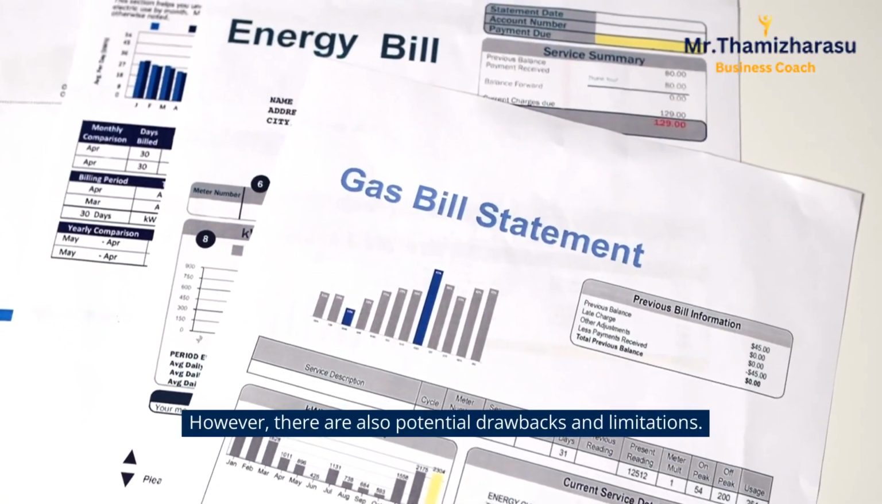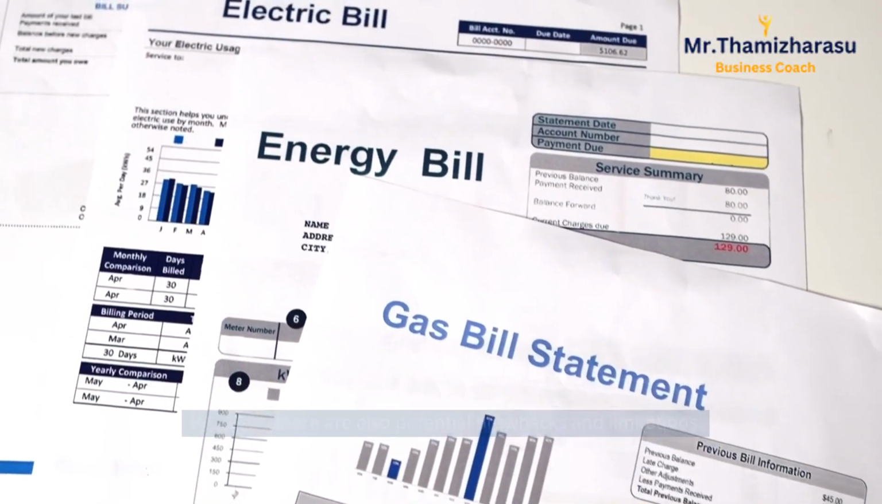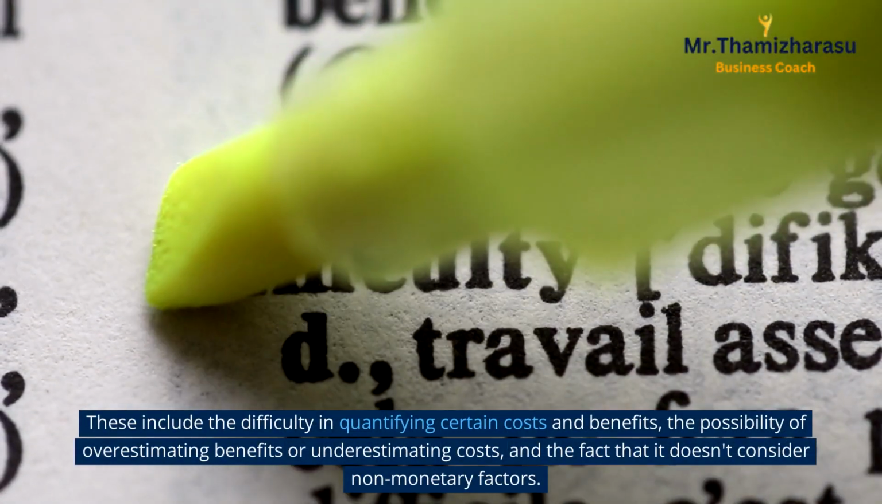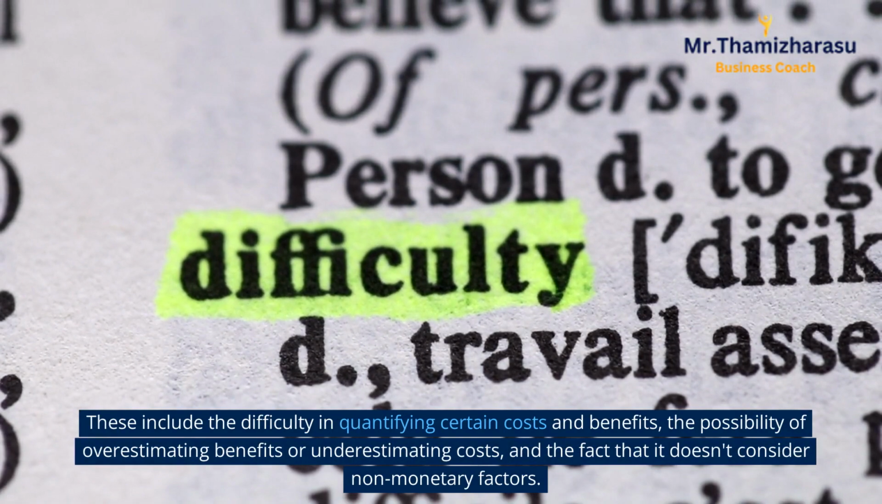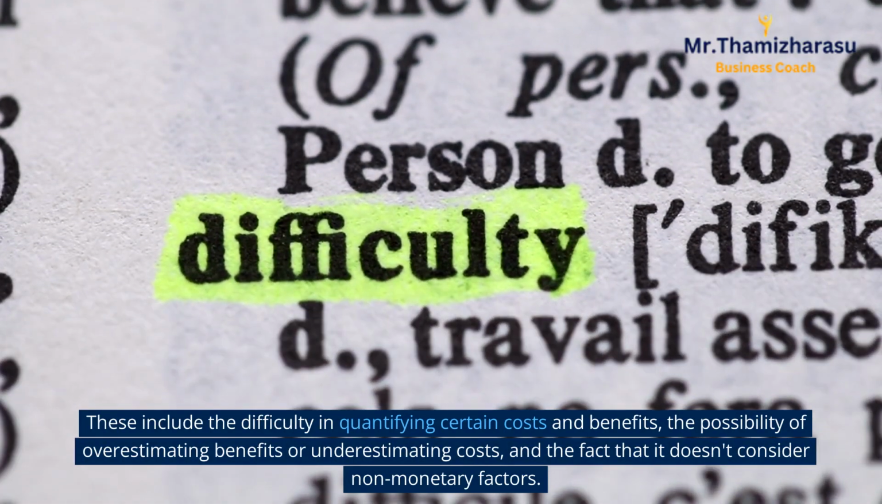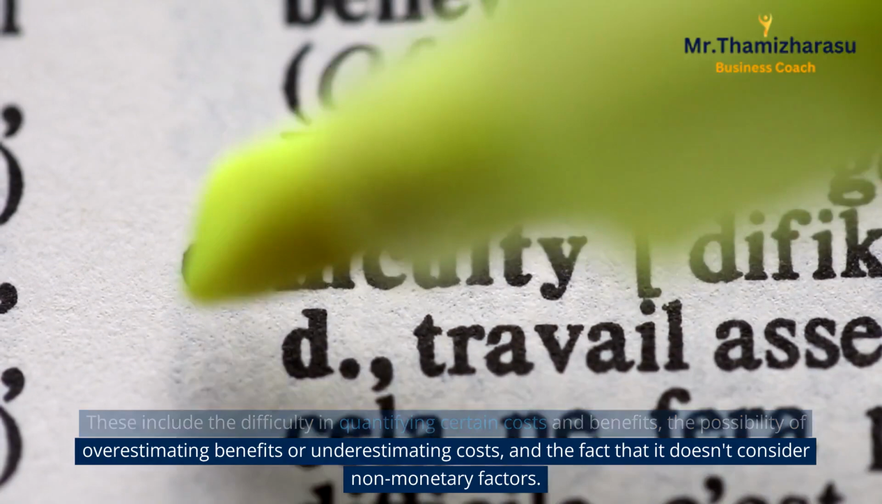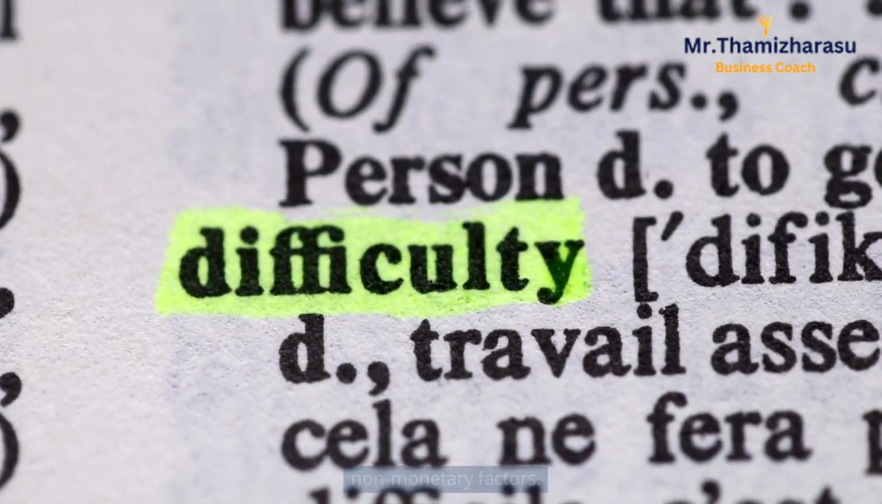9. Potential drawbacks and limitations of cost-benefit analysis. However, there are also potential drawbacks and limitations. These include the difficulty in quantifying certain costs and benefits, the possibility of overestimating benefits or underestimating costs, and the fact that it doesn't consider non-monetary factors.